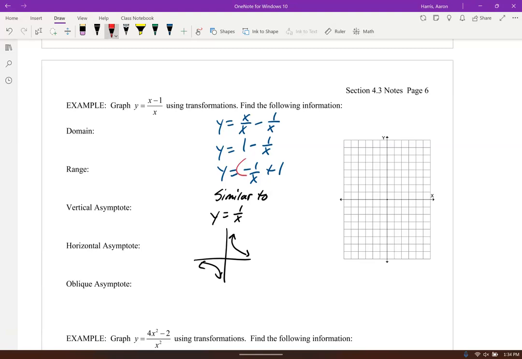But I have a negative in front. So that's going to reflect it about the y-axis. So now I flip it about the y-axis. There's the negative 1 over x. And then how about that plus 1 outside of it? What's that going to do?